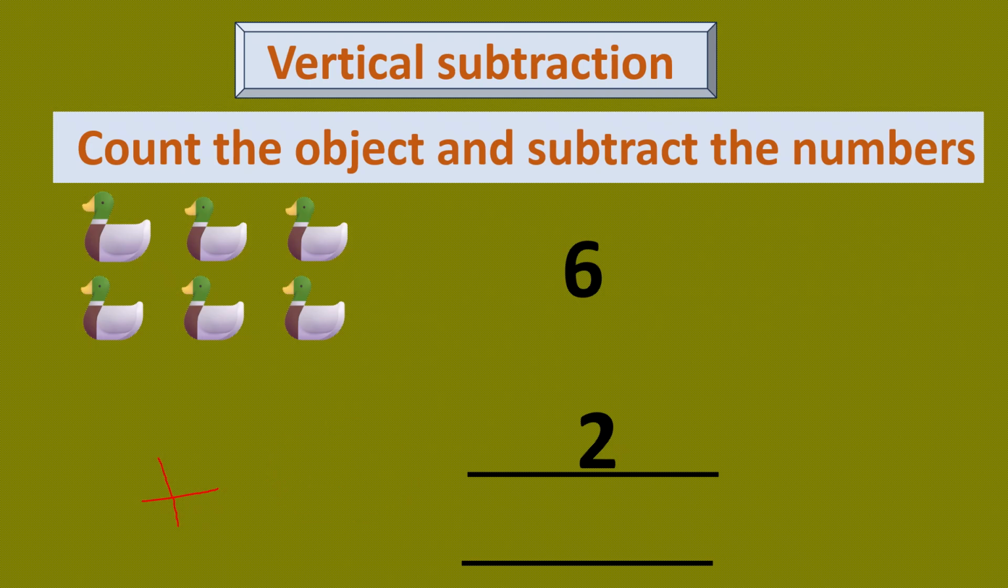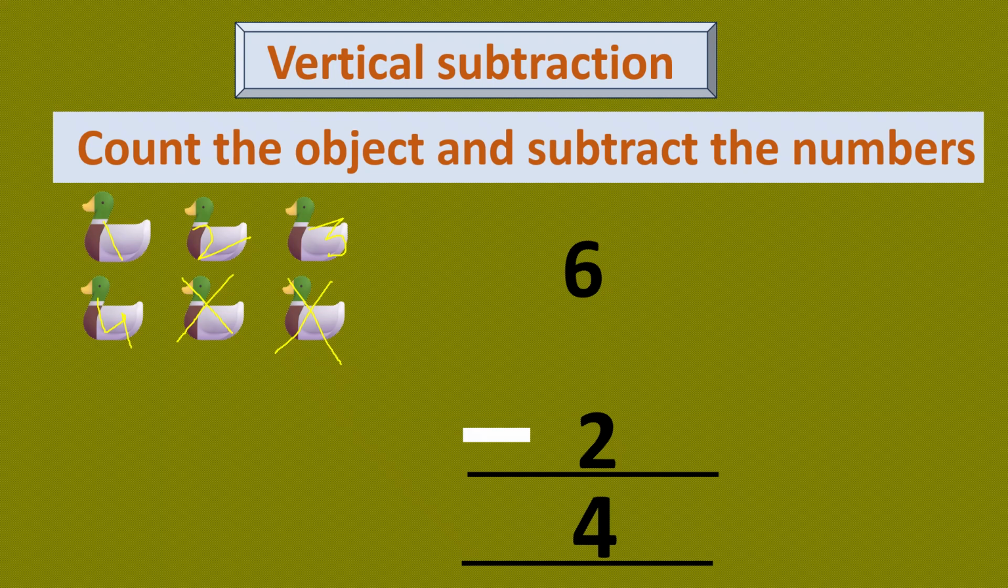So after using the symbol, we cross 2 out from the 6. First and second. So how much is left over here? 1, 2, 3 and 4. So our answer is 4.